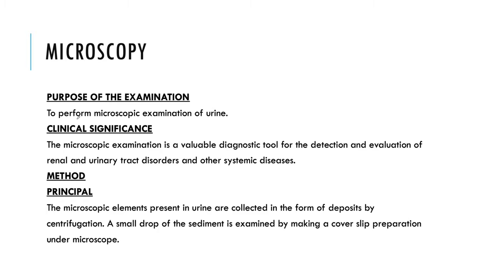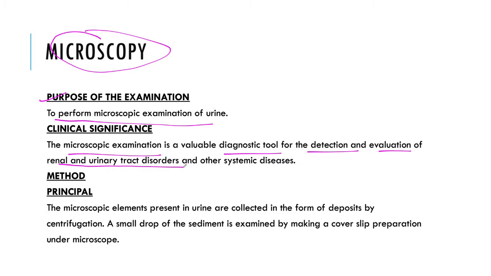So why is the microscopic analysis important? We have to learn the purpose first. What is the basic purpose? To perform the microscopic examination of the urine, the microscopy process is very important. So what will be the clinical significance? Usually the microscopic examination is a very valuable diagnostic tool for the detection and evaluation of renal and urinary tract disorders, or to find out any kind of systemic diseases also.